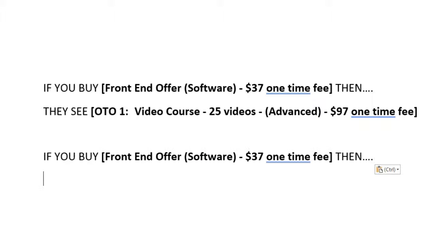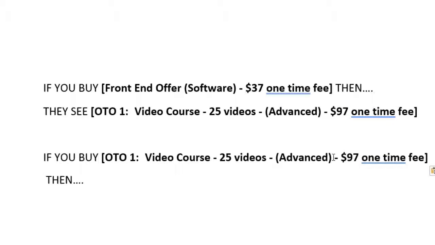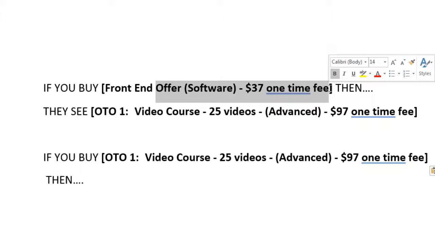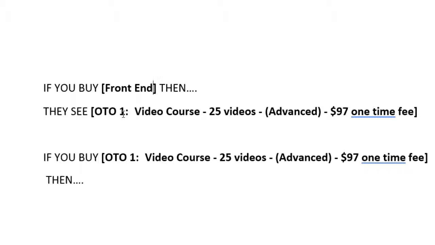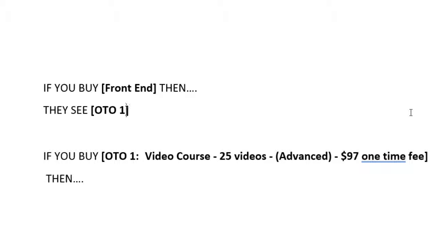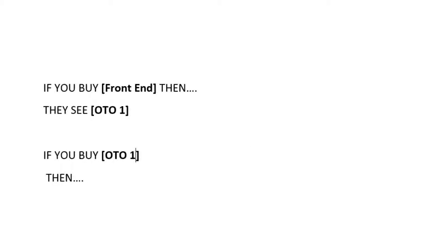And let's just start a new row. So now we have the one-time offer 1. Let's just copy this here. And you can actually simplify this further if you want. You can just say front end offer. If you buy the front end, then they see the one-time offer 1. If you buy the one-time offer 1, then what happens? Then they, let's see here. Then typically they'll see OTO number 2, right?